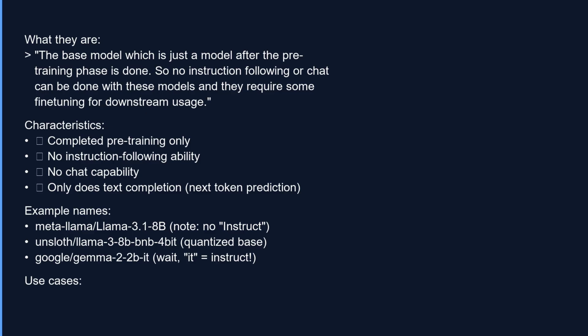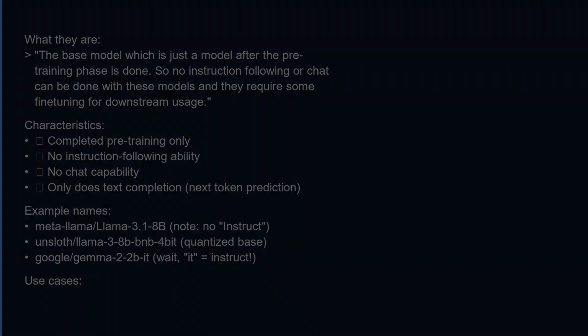Example names: meta-llama, Llama 3.1 8B (note, no instruct). Unsloth, Llama 3 8B BNB 4-bit, quantized base. Google Gemma 2 2B (no it, not instruct).